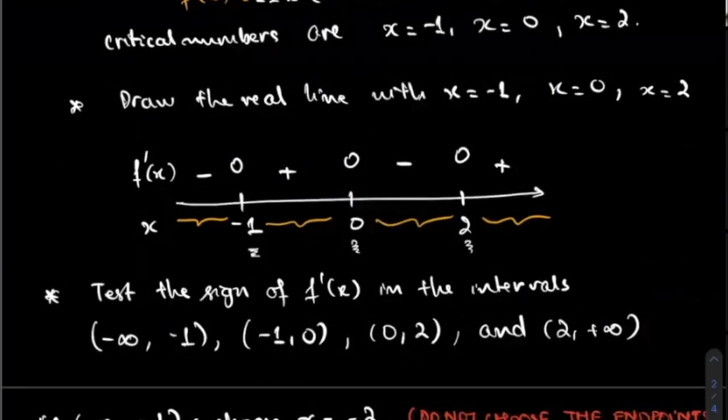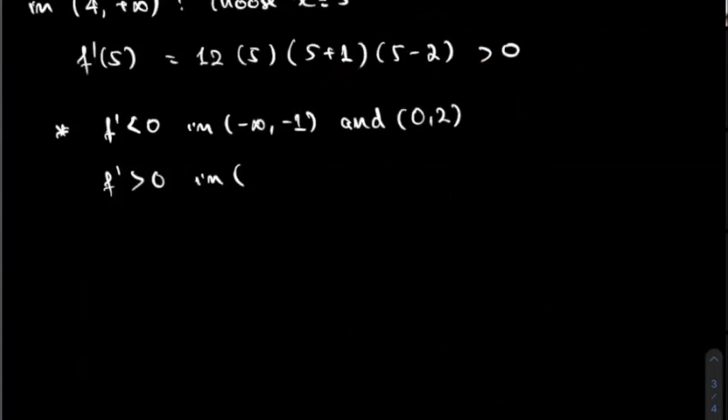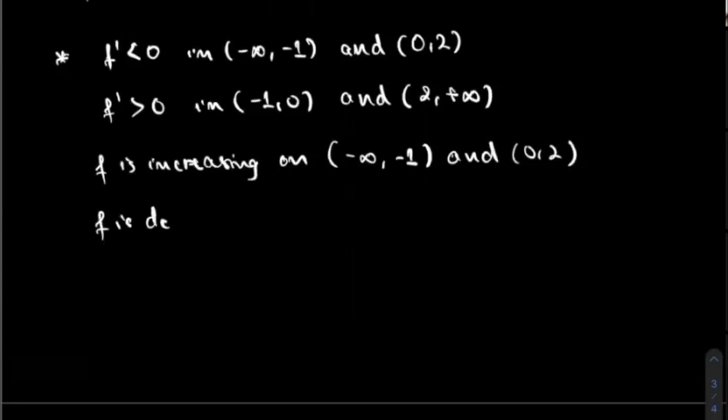And from this table, from this test, you'll be able to draw the conclusions that f prime is less than 0 in the interval from negative infinity to negative 1, and from 0 to 2. f prime is greater than 0 in the interval from negative 1 to 0 and from 2 to positive infinity. Right? And you also draw the conclusions that f is increasing on the interval from negative infinity to negative 1 and from 0 to 2. f is decreasing on the interval from negative 1 to 0 and from 2 to positive infinity.